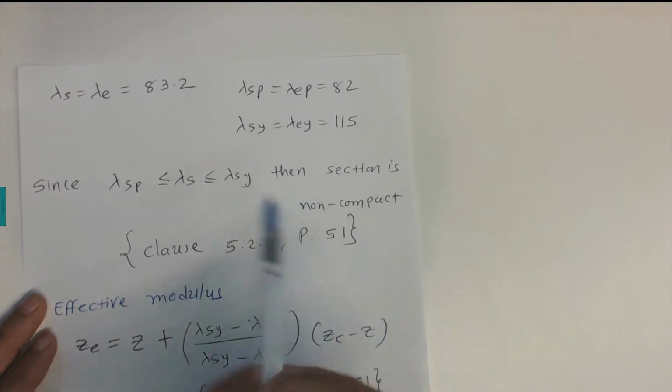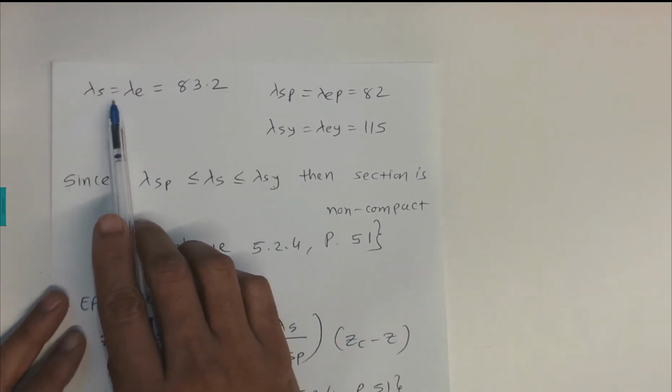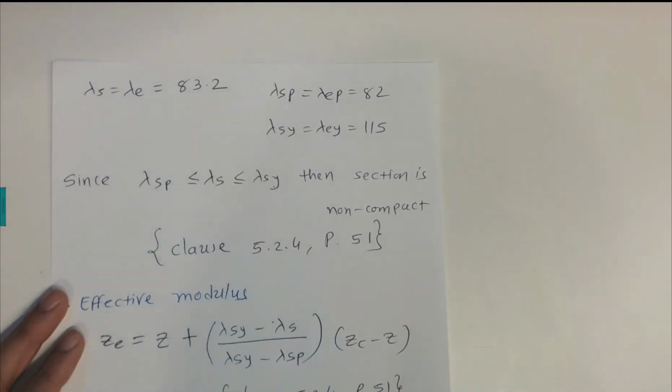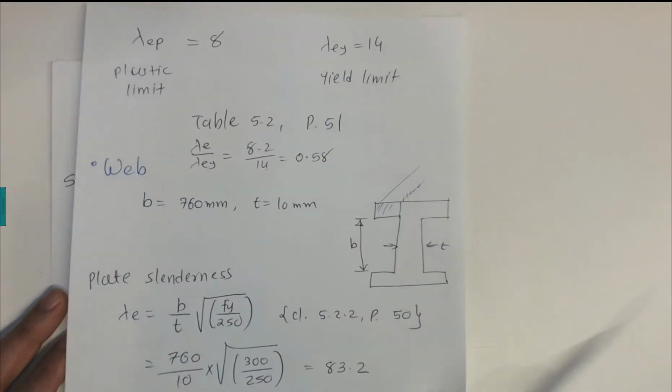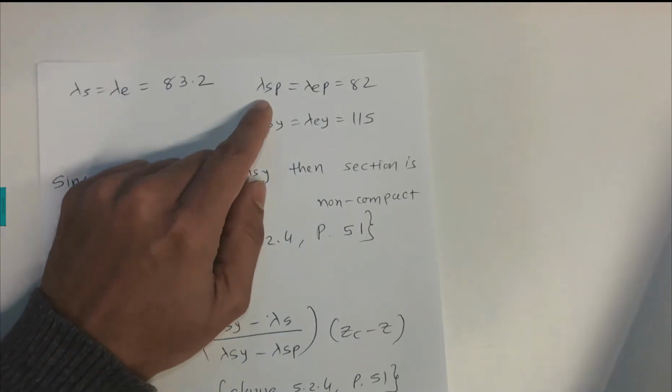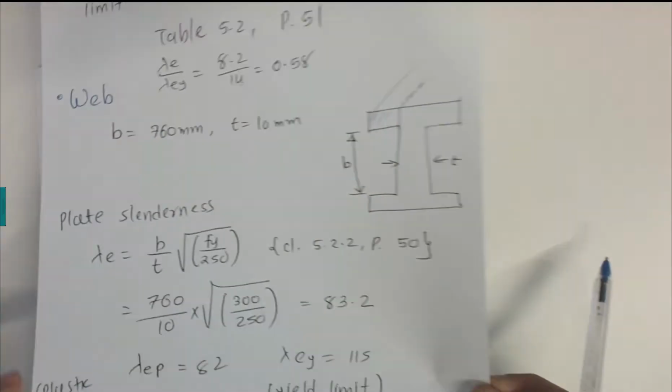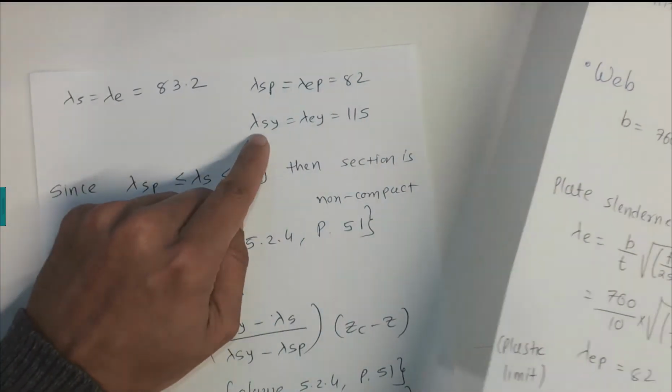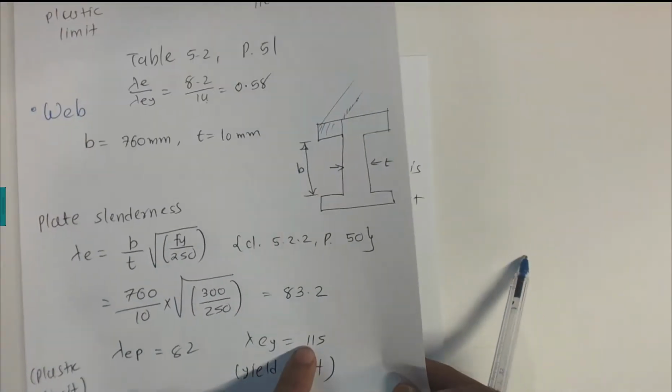Now as you know, the web is critical, so we are going to have lambda S equal to lambda E, 83.2, that we calculated for the web. Lambda SP value is equal to lambda EP, which is 82. Lambda SY is lambda EY, which is 115.